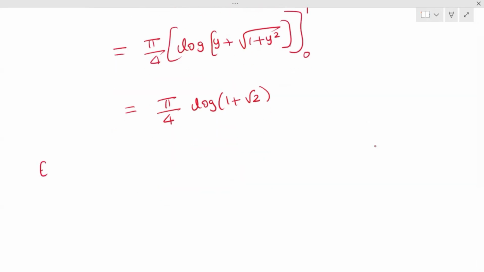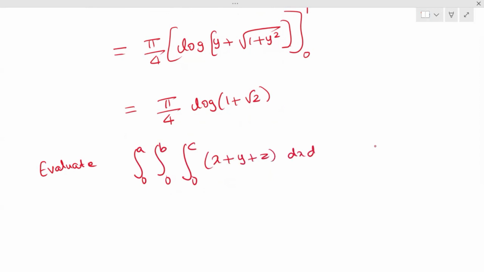So next we do the triple integral. Evaluate the triple integral 0 to a, 0 to b, 0 to c, x plus y plus z, dx, dy, dz. Here the integration is very simple. Why is it very simple? See the limits: all the limits are constant. The limits have no variable.